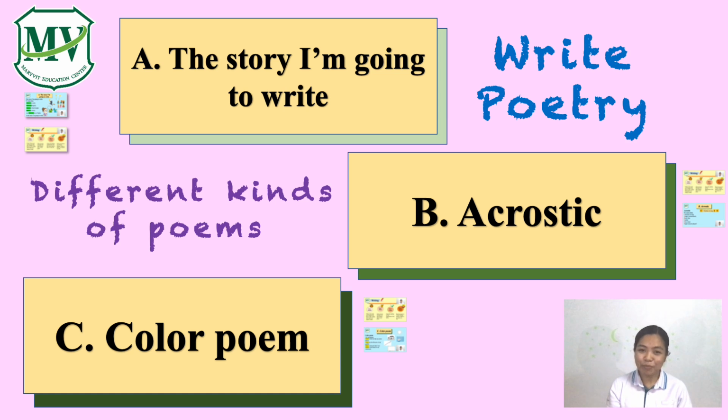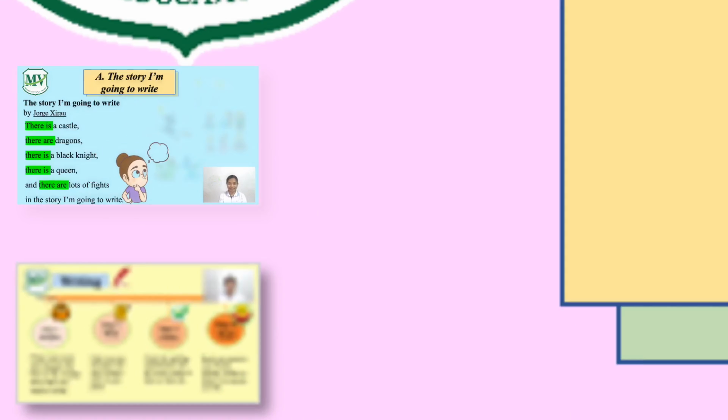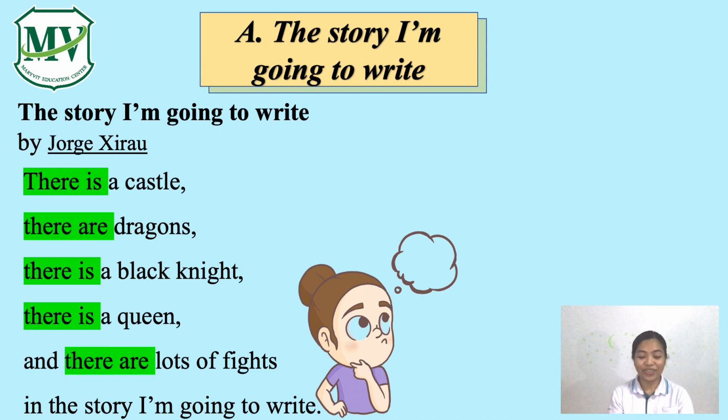It is very important that you pay attention because you are going to write your own poetry by following these models after our discussion. Now watch how these poems are done. Let's have The Story I'm Going to Write by George Sirao.